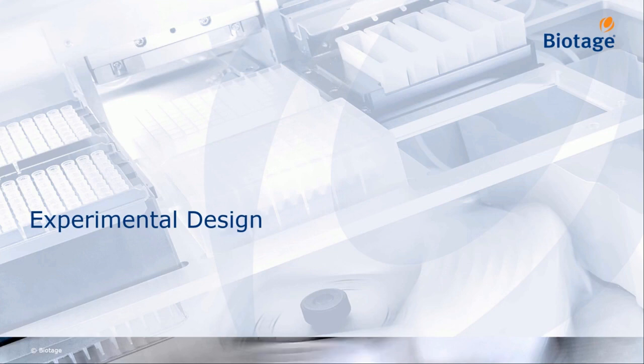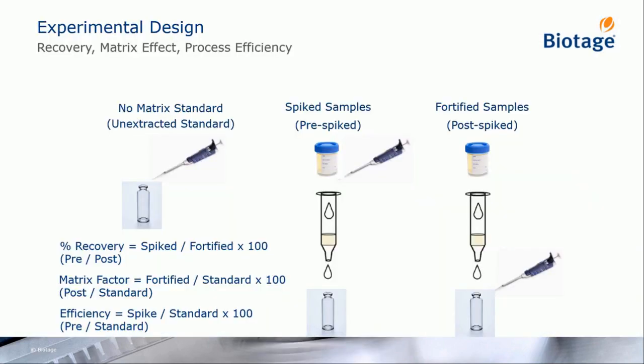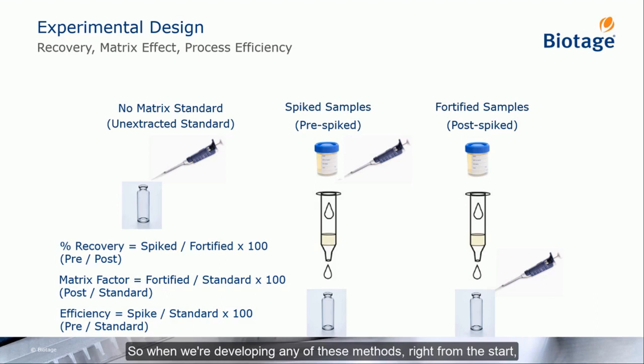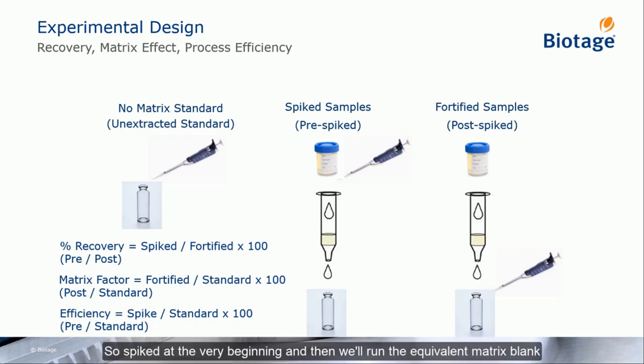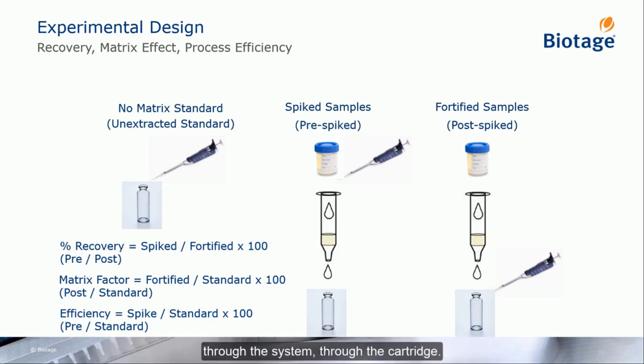So experimental design. When we're developing any of these methods, right from the start, we set our experiments out in a certain way. So we'll always compare to a standard. So no matrix. It's essentially spiked into a solvent, your recovery solvent of choice. Then we'll compare the extraction. We'll take the pre-spiked samples, so spiked at the very beginning, and then we'll run the equivalent matrix blank through the system or through the cartridge. That will give us the post-spike in.